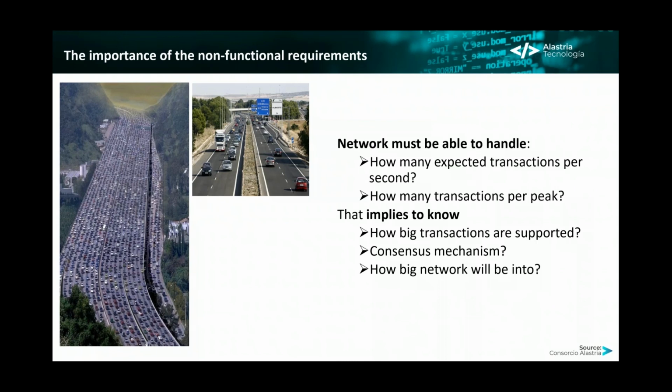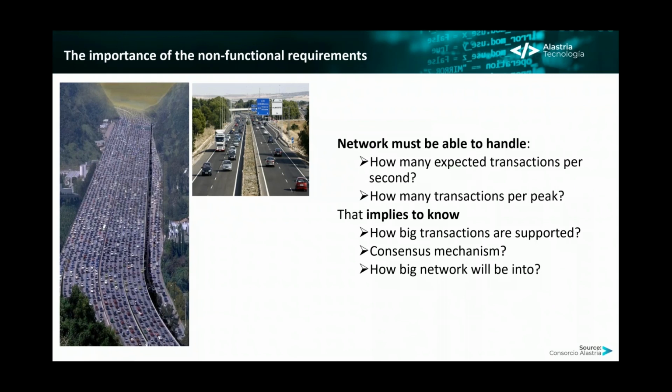Also the consensus mechanism, because some of the networks that we are going to see later, the consensus determines the velocity of the network. Then that is also important, considering how many transactions you are going to expect the system to process for you.